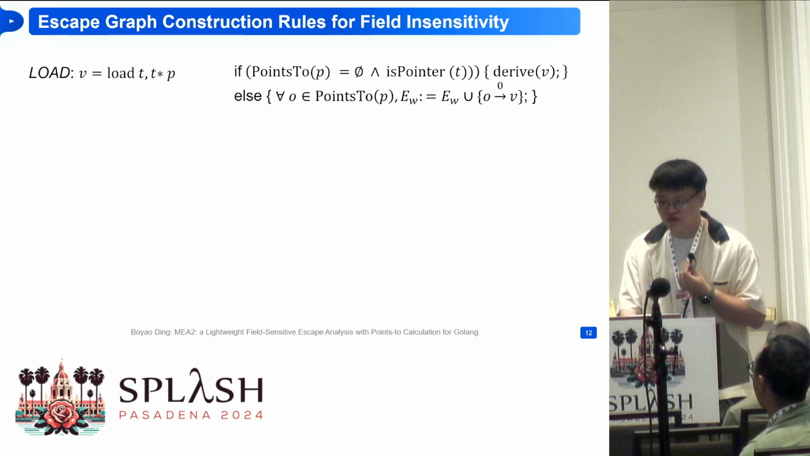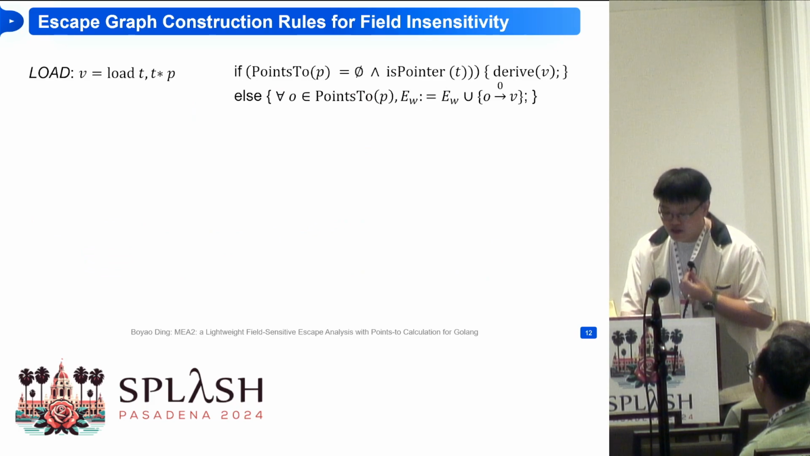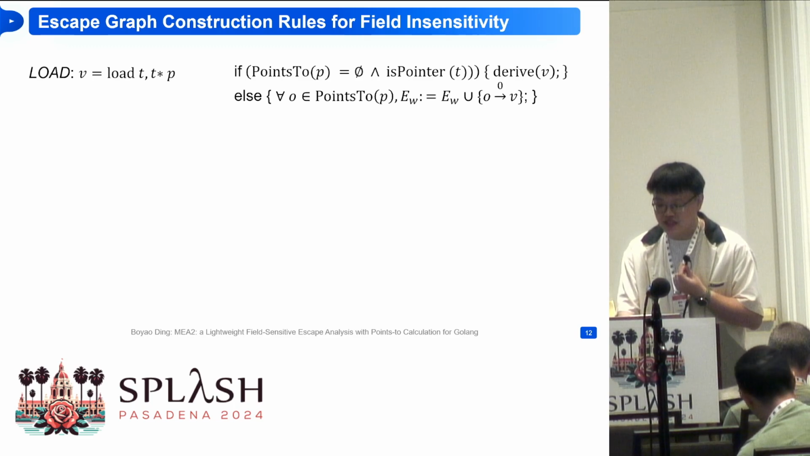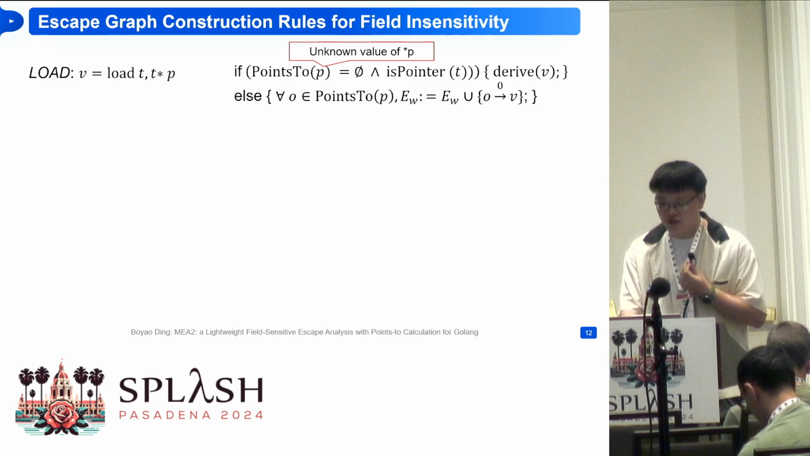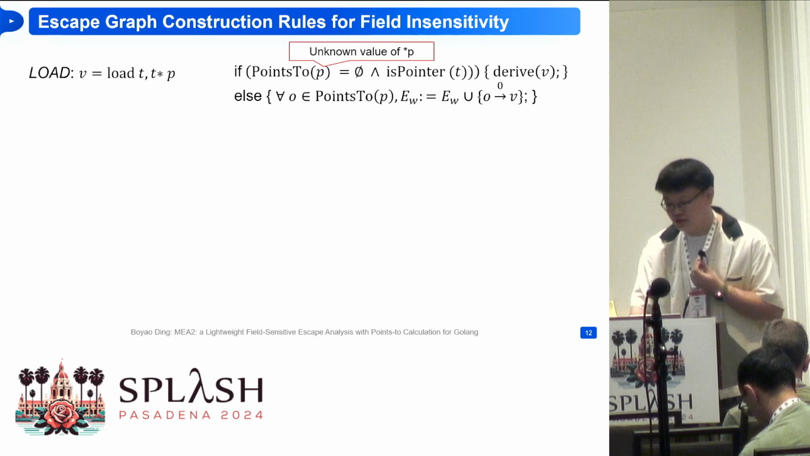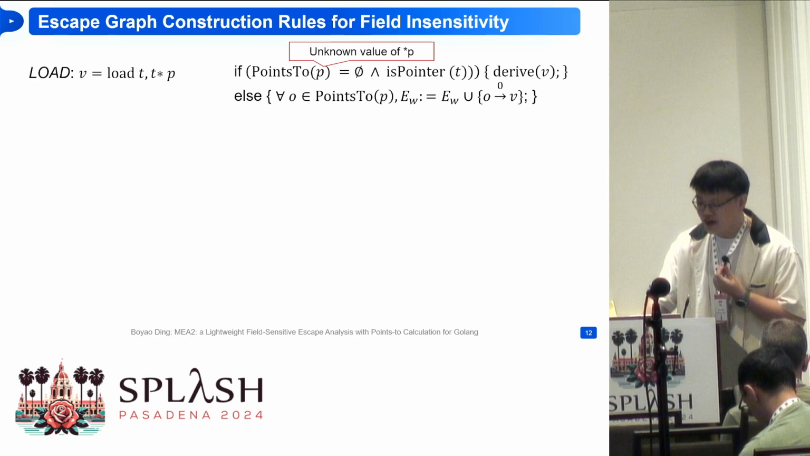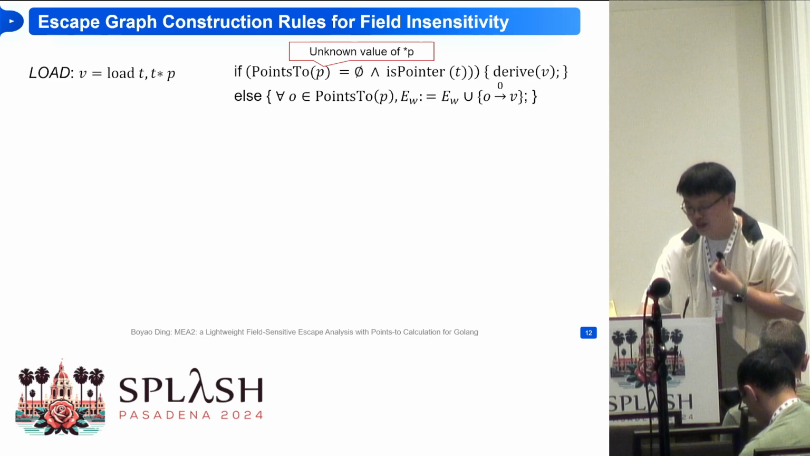Next, the rules for the load instructions are also divided into two cases. When the pointer set of P is empty and V is of pointer type, we consider that we may point to an unknown object, and thus we perform our derive operation. When the pointer set is not empty, we establish a flow edge from each pointee O to V, indicating that the value of O is assigned to V.